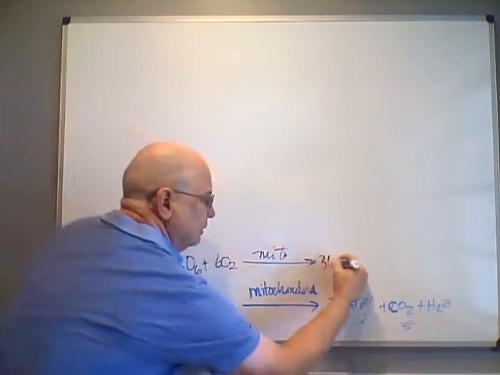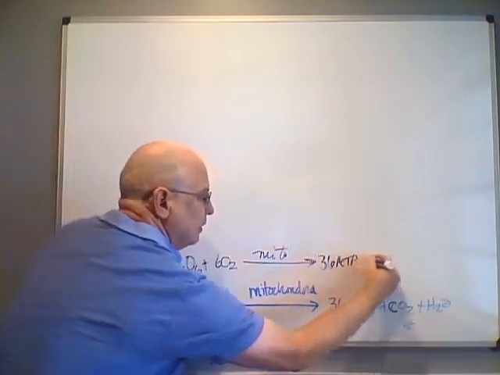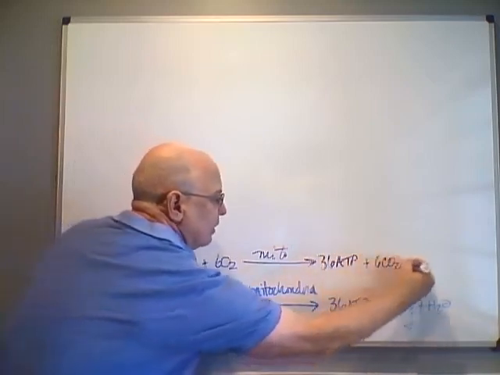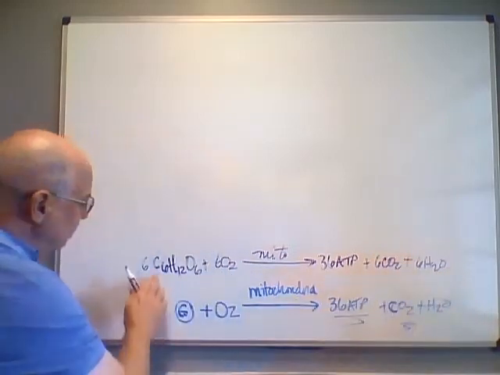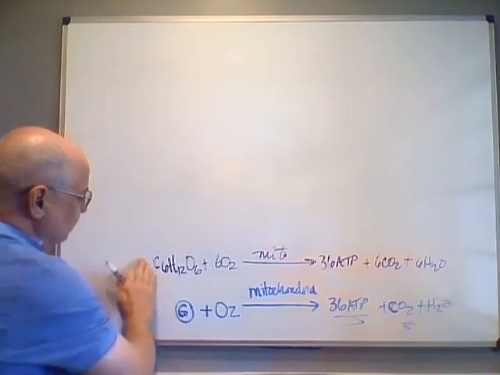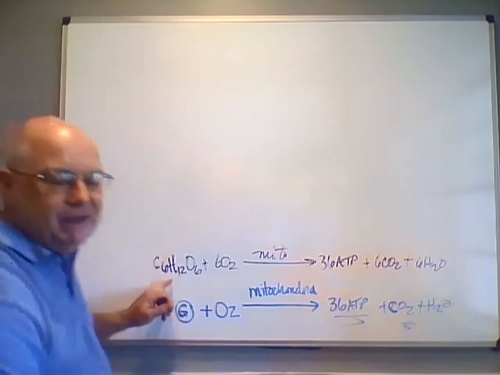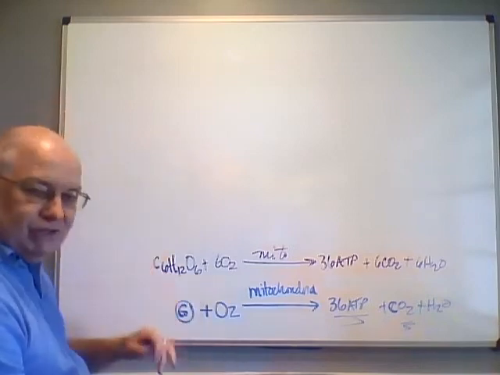That's where I'm going to get my 36 ATP. Plus I'll get 6 carbon dioxides, plus I'll get 6 waters. We have to balance our equation. I have, it's not 6 glucoses, my bad. 1 glucose plus 6 oxygens, sorry.